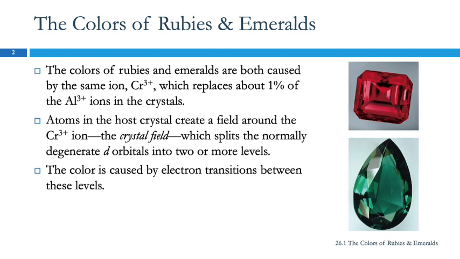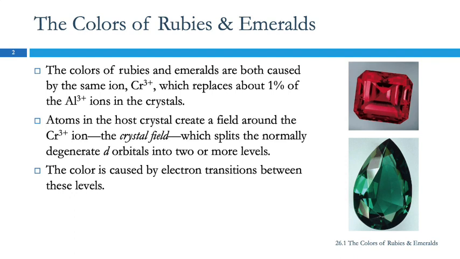So, the colors of rubies and emeralds. We have a picture here of a ruby and an emerald, green and red, very intensely colored. And both of those colors are caused by the same ion, a chromium 3+ ion. So these crystals have aluminum ions in there, and about 1% of the aluminum ions are replaced with chromium 3+.